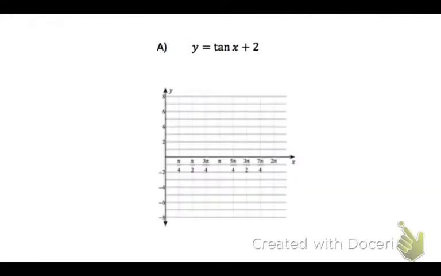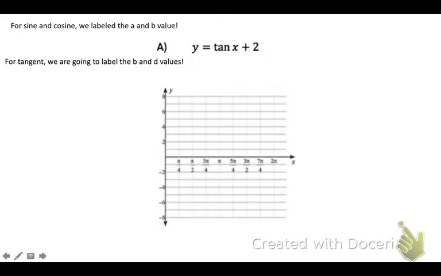Okay, and let's graph this. So for sine and cosine, we labeled A and B values. For tangent, we're going to label B and D values. Okay, because our A value, I'm not going to put an A value there ever.